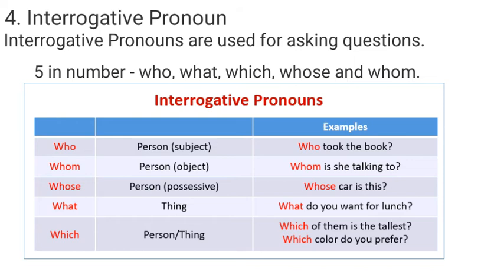And the next interrogative pronoun whose refers to a person's belongings. For example, whose car is this? And the next interrogative pronoun is what, which refers to things. For example, what do you want for lunch? And the last interrogative pronoun is which, which refers to a person or thing. For example, which of them is the tallest? Which color do you prefer? So those were all about interrogative pronoun.